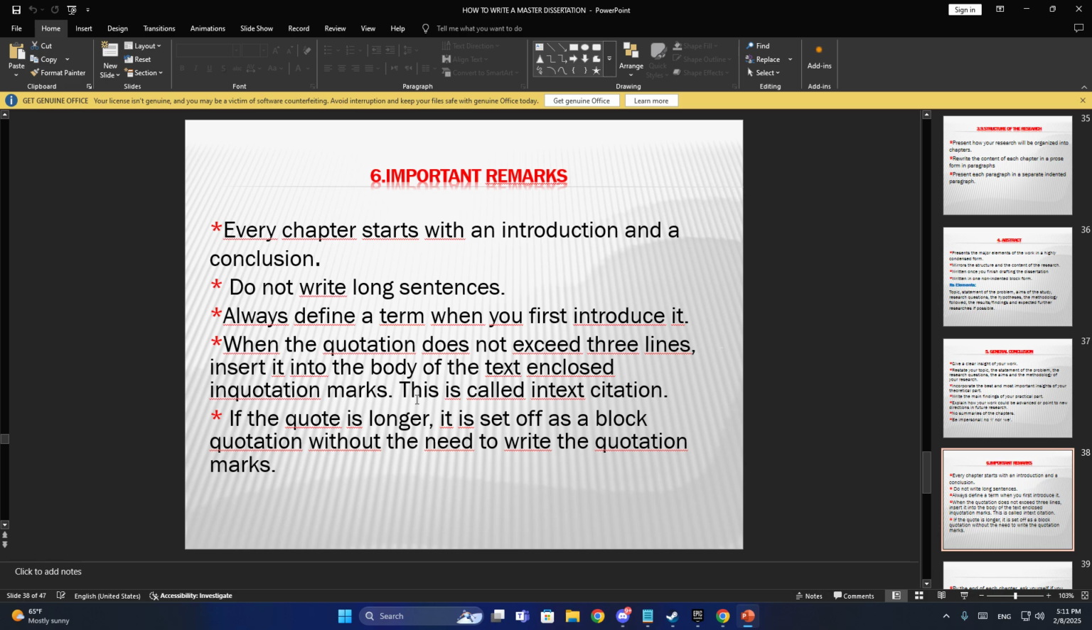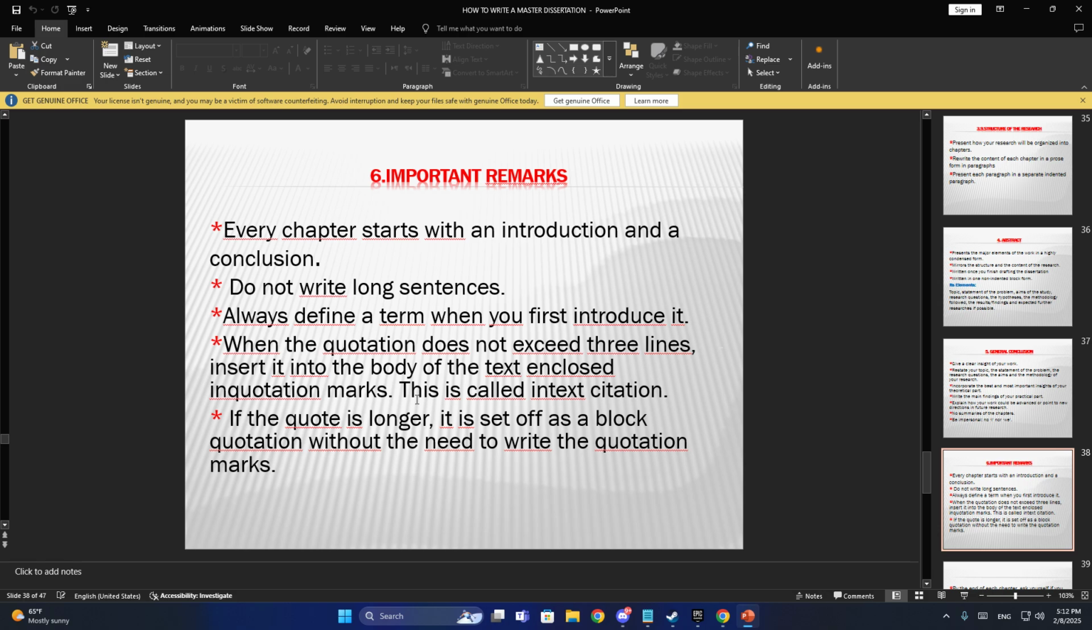Every chapter starts with an introduction and a conclusion. Do not write long sentences. This is to avoid falling into mistakes. Always define a term when you first introduce it. It means when you come through a new term, it is better to make it clear. Introduce it, define it.